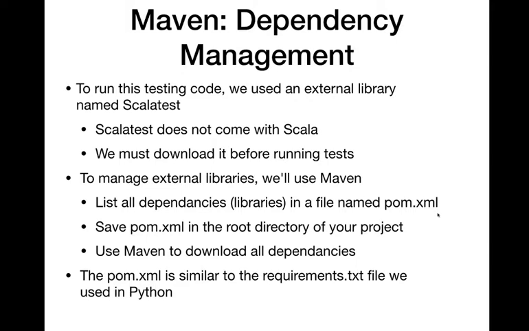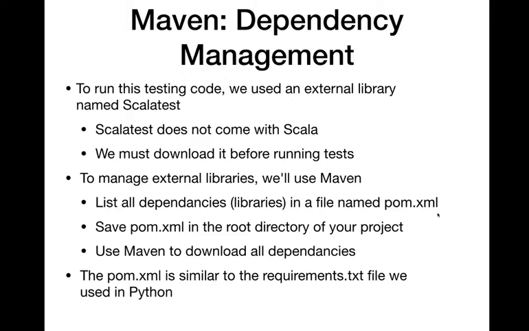Maven is going to work through a pom.xml file. If we save a pom.xml file with an exact specific format in the root directory of our project, and then run Maven, it'll look at that file and download any dependencies that are listed in that file. And Maven is a very powerful tool. There's a lot more that Maven can do for us. For this semester, we're just going to use it for dependency management. We're going to list our external libraries in that POM file, and then we're going to use Maven to download those dependencies.